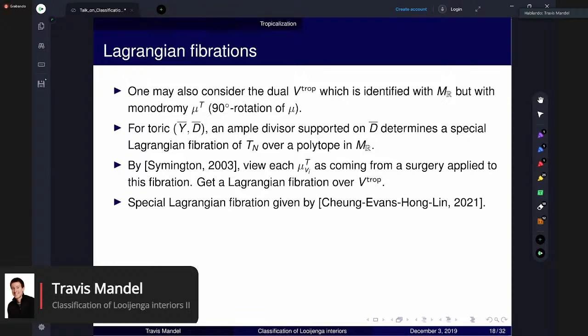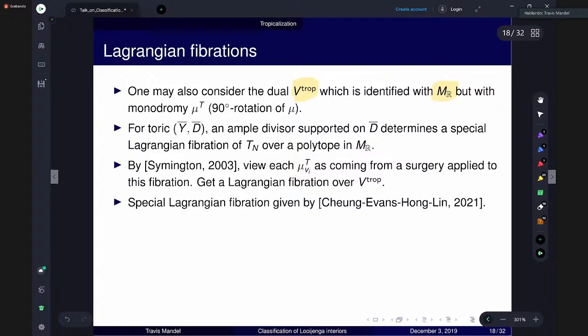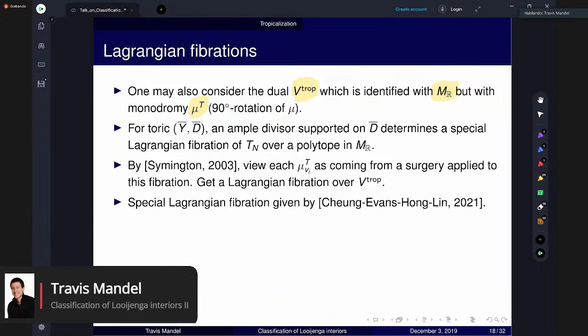So you should think of U-trop, at least heuristically, as being the base for a special Lagrangian fibration of U, the base of an SYZ fibration. So you can think of U-trop as being the base, or maybe a dual version I might call V-trop. You can view V-trop as being identified with M sub r instead of N sub r. And then the monodromy would be the transpose of mu. And with a matrix in SO2Z, the transpose is the same as rotating your basis by 90 degrees. So it's an isomorphic linear manifold, just rotating things.